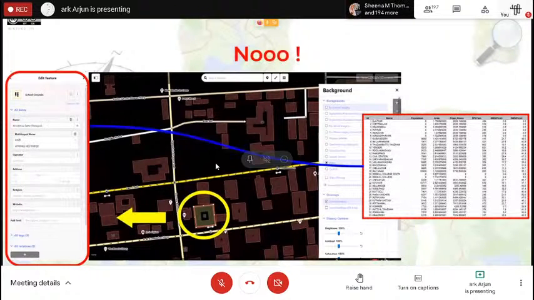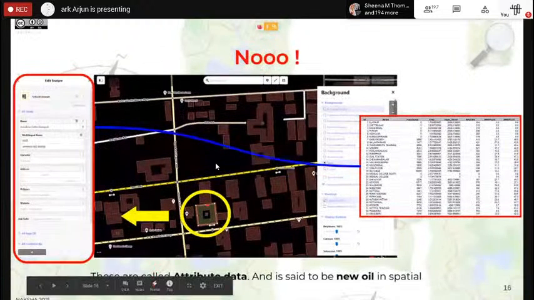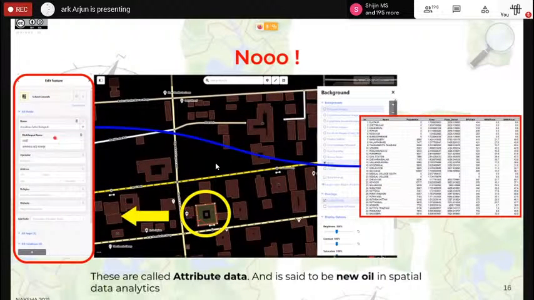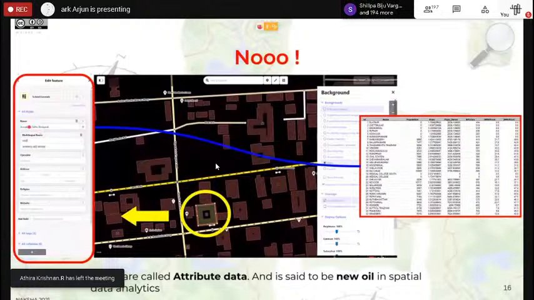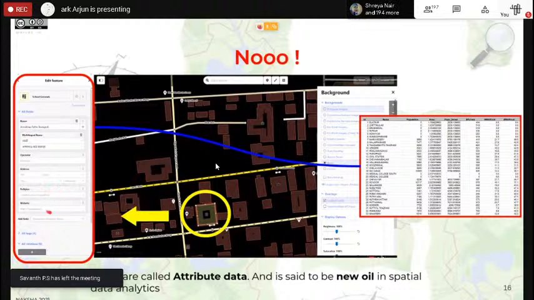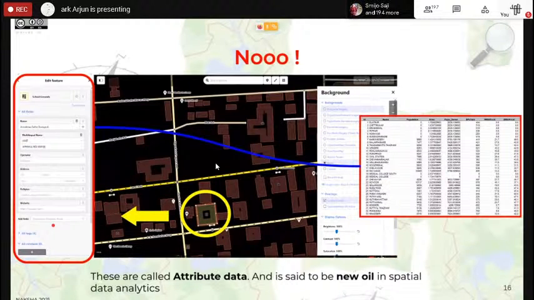So what is attribute data? If you see here, there is a building marked over here. And what are its attributes? What are the possible attributes? The name of the building, the type of the building, who operates it, the address, website, how many floors it has, what purpose the building serves, and so on.